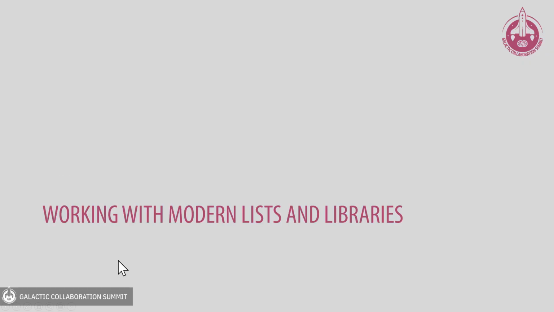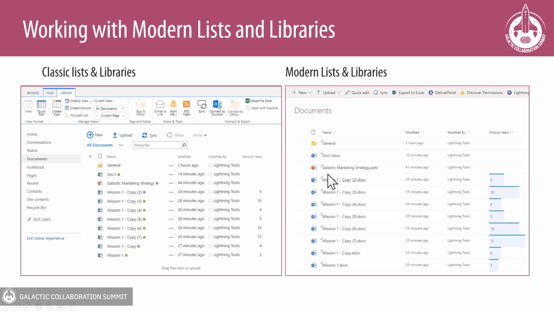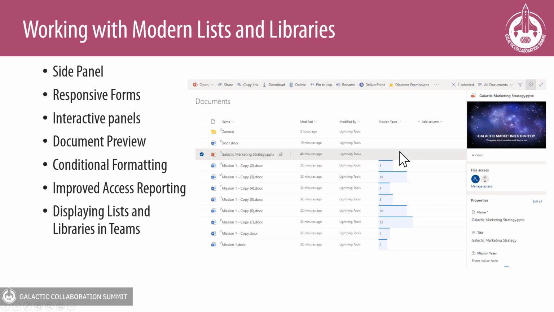So working with the modern lists and libraries, the modern document library, you've got the ability to add things like conditional formatting. You've got a much more improved responsive experience when you go through and edit the properties for each of these documents. And also you've got other things that occur when you hover over people's names and things like that. So you can actually go through and view the profile and recently visited documents and that type of thing.